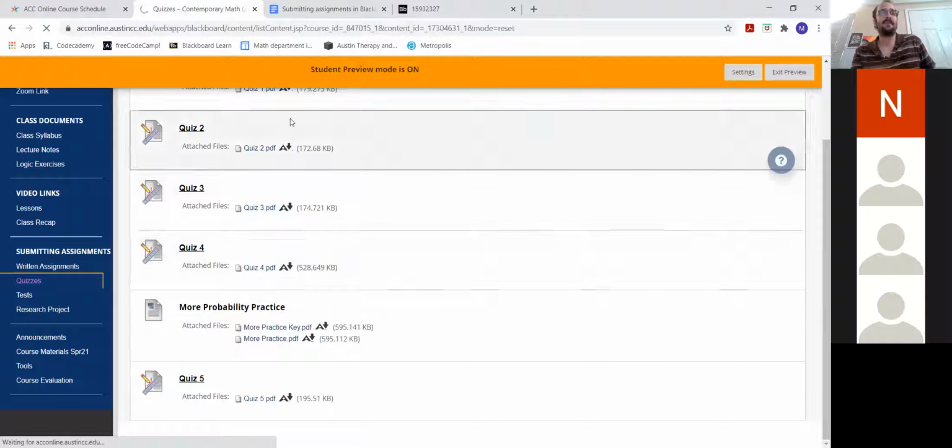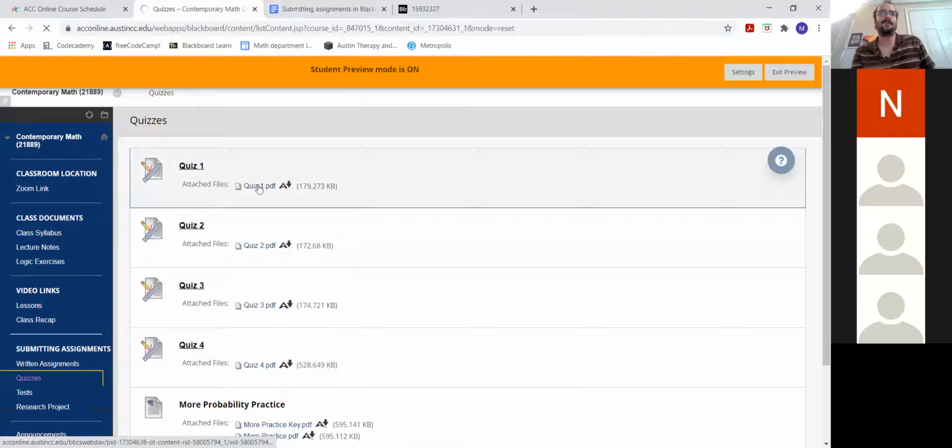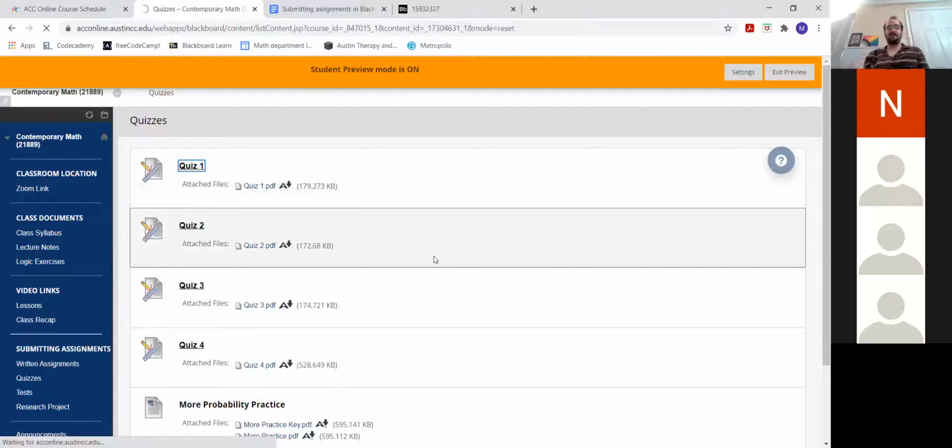So your quizzes are here. If you want to open up the quiz, if you want to submit the quiz, you click on this quiz 1 button and submit it. So homework is for a grade, quizzes are for a grade, tests are obviously for a grade, and then we have a research project. So those are the things for a grade that you really have to worry about.